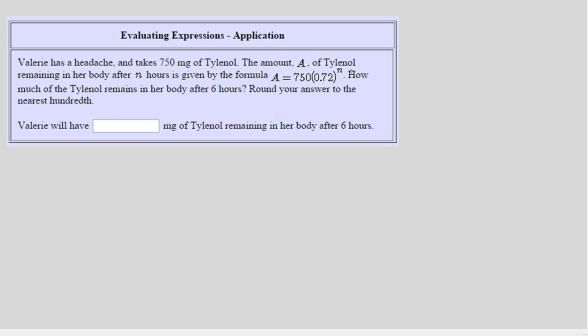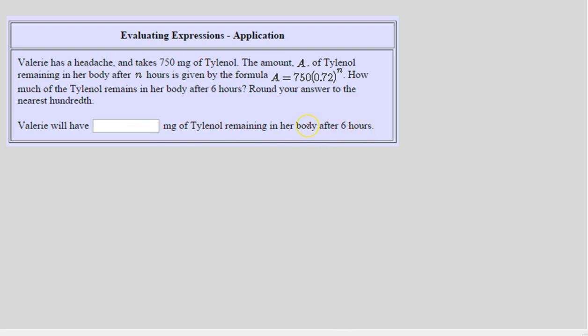So first, let's read this. Valerie has a headache and takes 750 milligrams of Tylenol. The amount A of Tylenol remaining in her body after n hours is given by the formula A equals 750 times 0.72 raised to the n power. How much of the Tylenol remains in her body after 6 hours? Round your answer to the nearest hundredth. And notice here they have our answer box. Valerie will have blank milligrams of Tylenol remaining in her body after 6 hours.